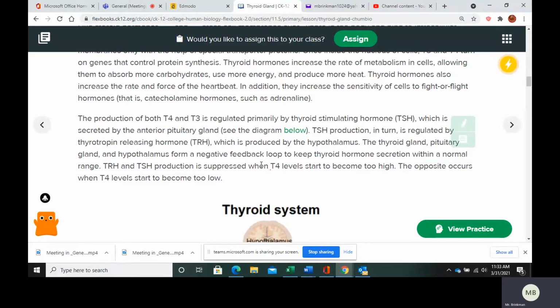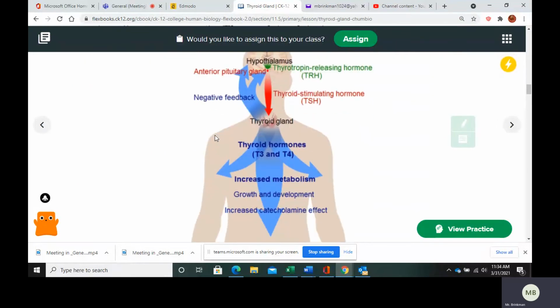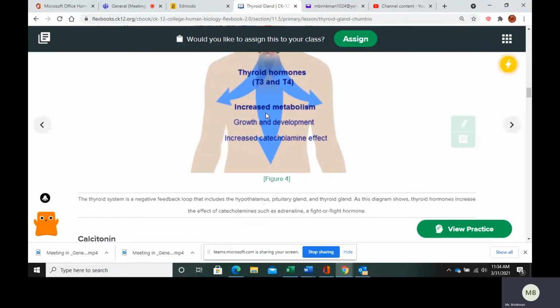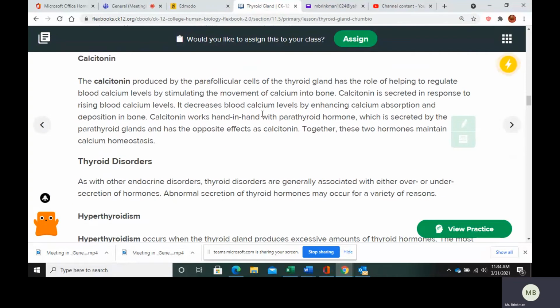So it goes a little bit more into detail which hormones tell us to release T4 and T3 and make T3 and T4. I'll let you look at that on your own, but it has a negative feedback loop which kind of regulates how much hormone is made. Calcitonin is going to help regulate blood calcium levels by stimulating the movement of calcium into the bones.